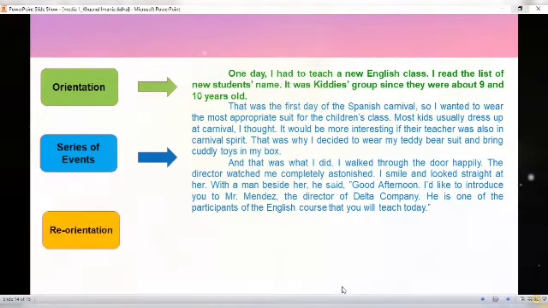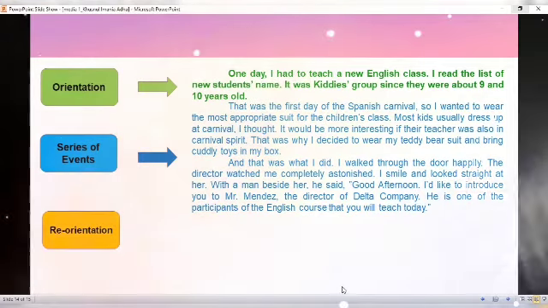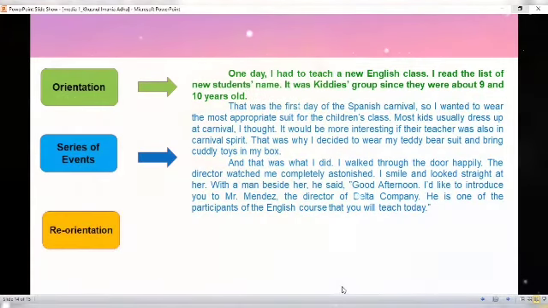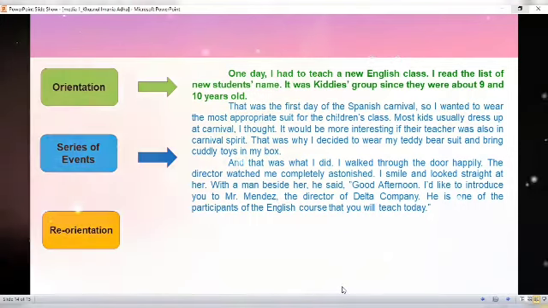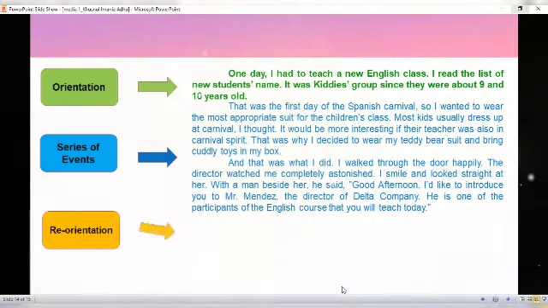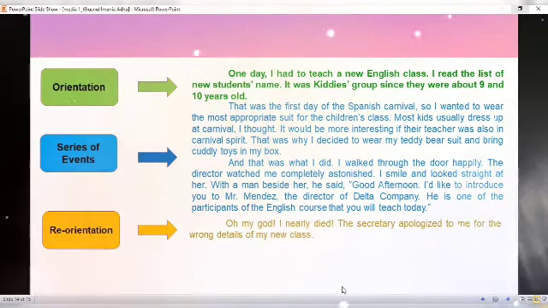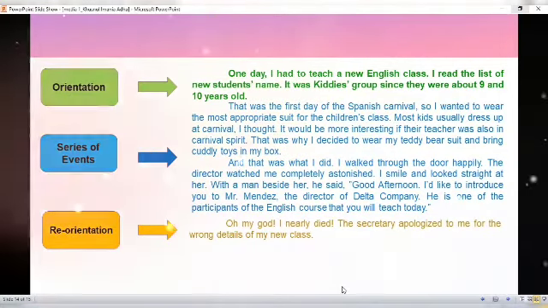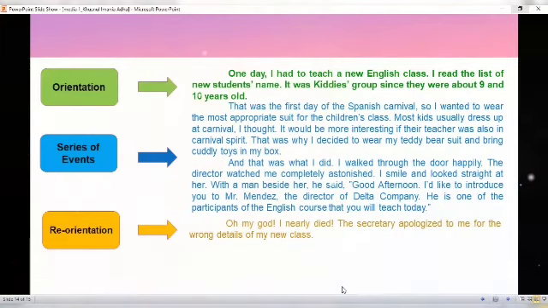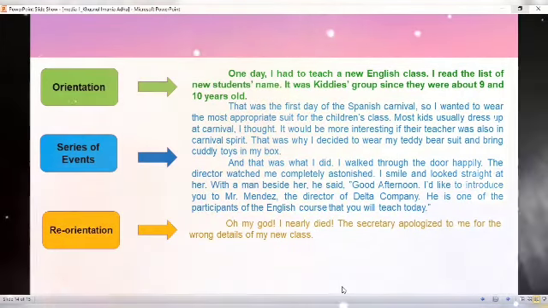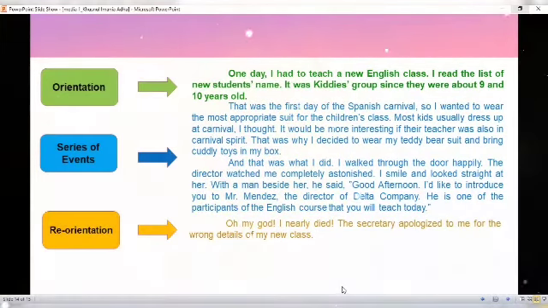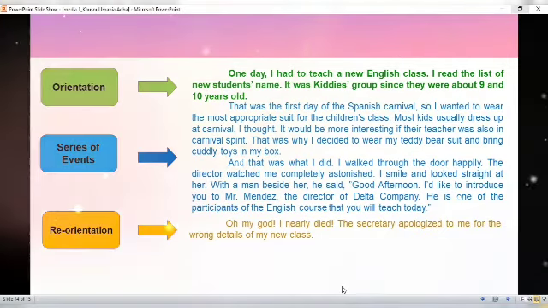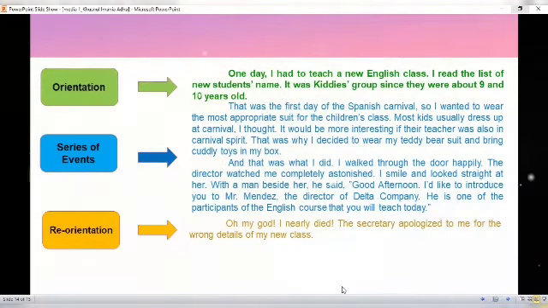And the last, reorientation. Reorientation usually plays in the last paragraph. Let's see. Okay, here. Oh my God, I near that. The secretary apologized to me and for the wrong detail of my new class.